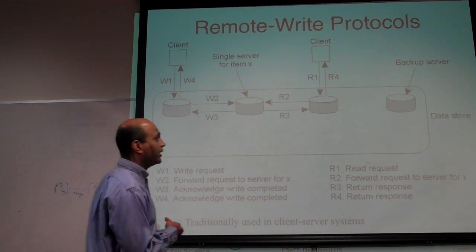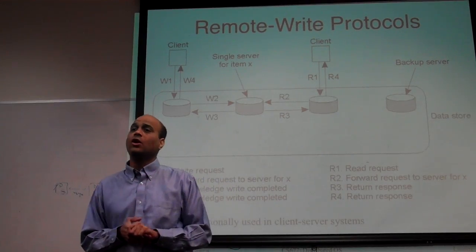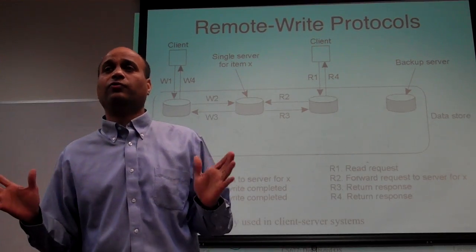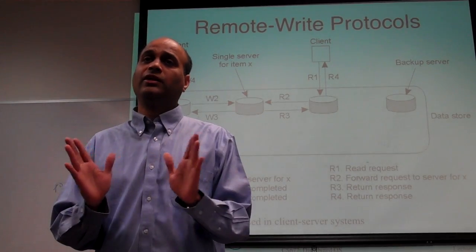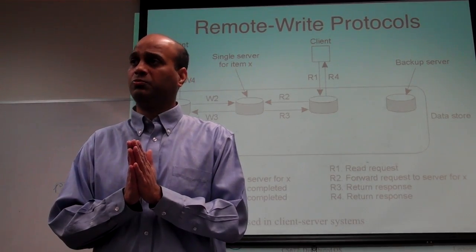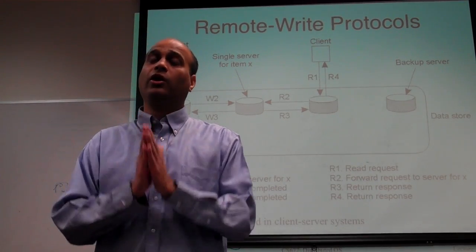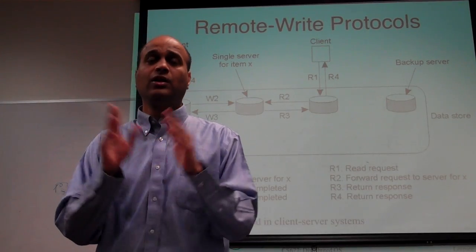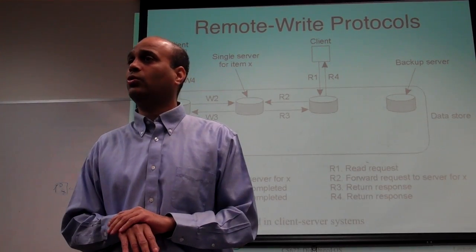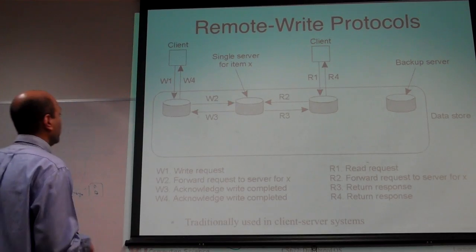Okay, so what happens in a primary based protocol is essentially there is a master for each file. All writes have to go to that master, and the master will propagate that write to all other machines, all other replicas.